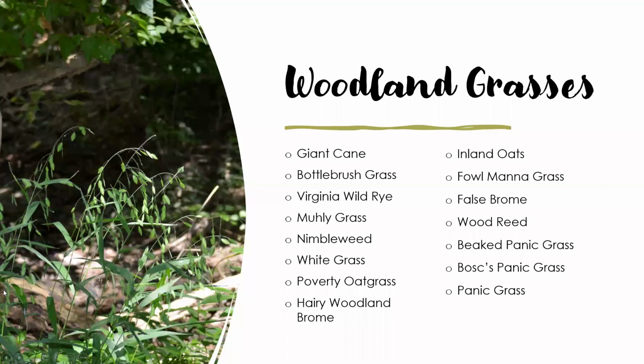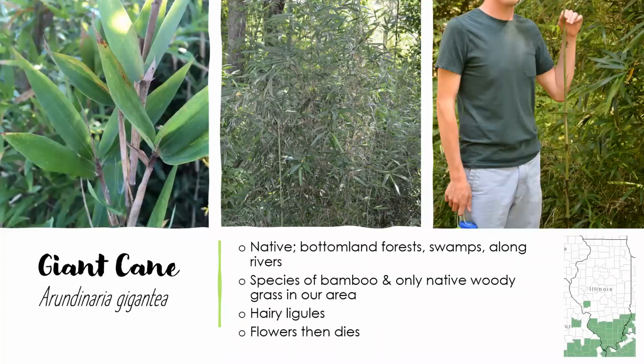Okay, so we are going to cover, I believe it's 15 woodland grasses today. And how this is going to work is we're going to have a slide of a species profile for each grass. And this is where that handout is going to match with these slides and have most of the information on that handout. Okay, so let's get started with our first grass.